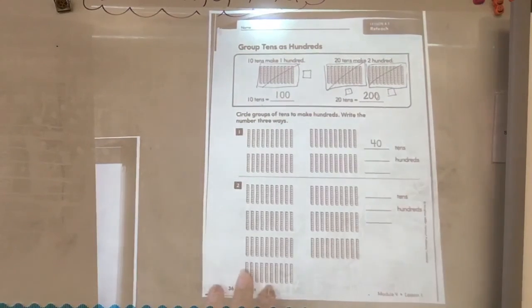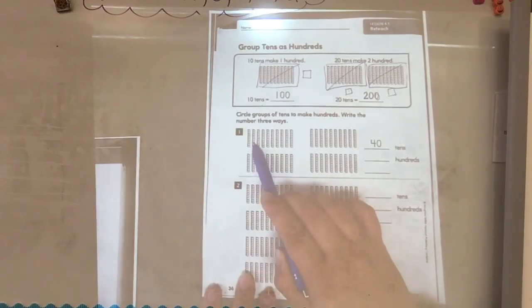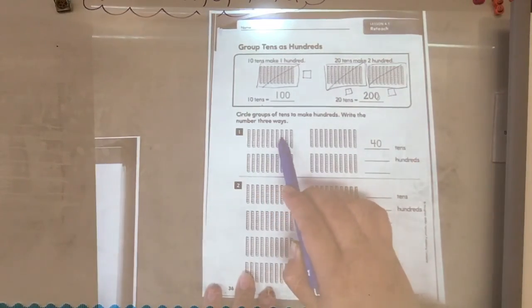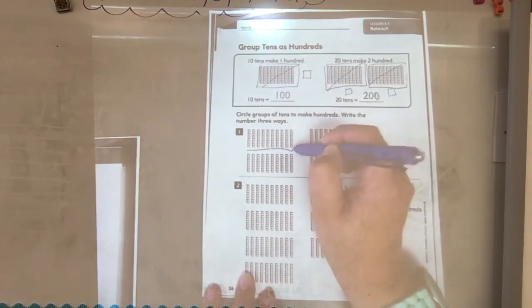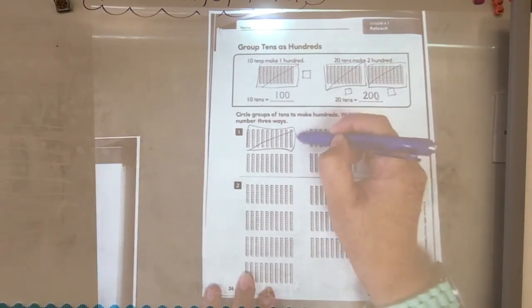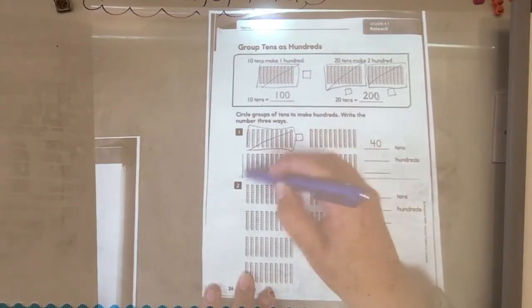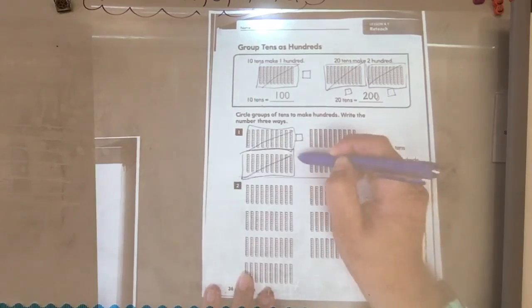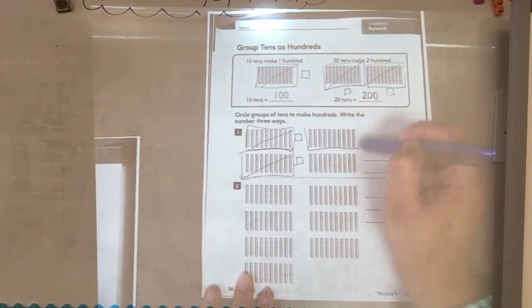Now down at the bottom, it says circle groups of 10 to make hundreds. Write the number 3 ways. Okay, so I count 1, 2, 3, 4, 5, 6, 7, 8, 9, 10. I know 10 tens trades up for 100. Okay, and I do that all the way across. My 10 tens trade up for 100.